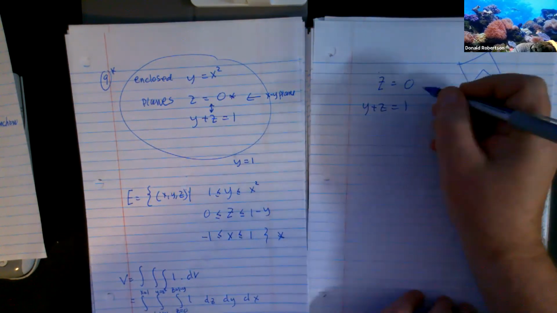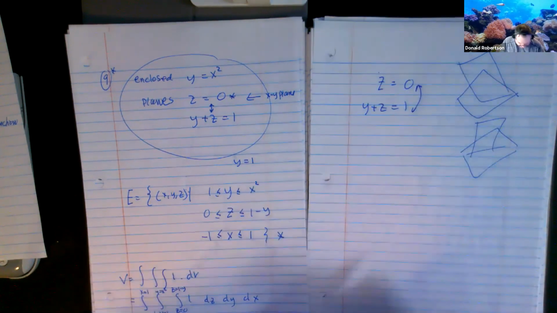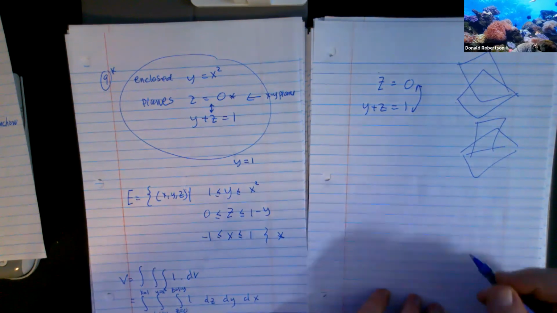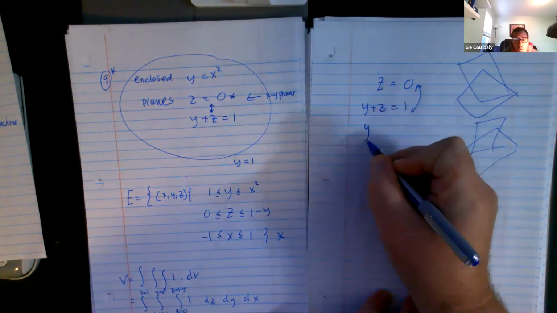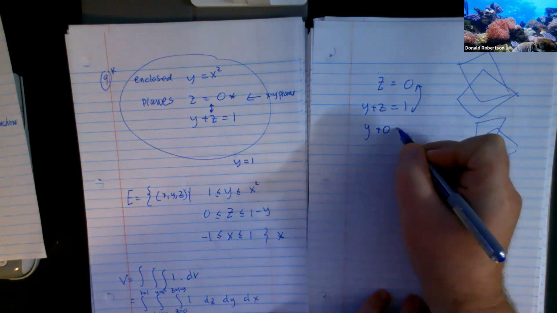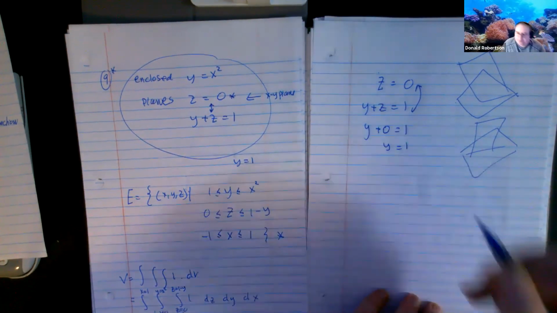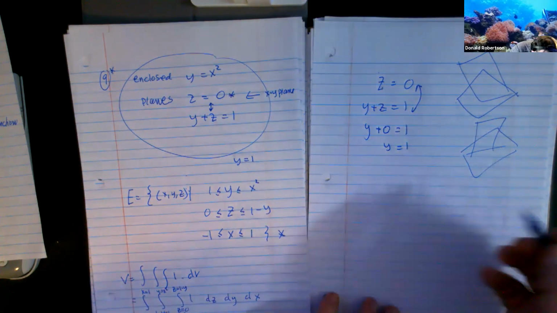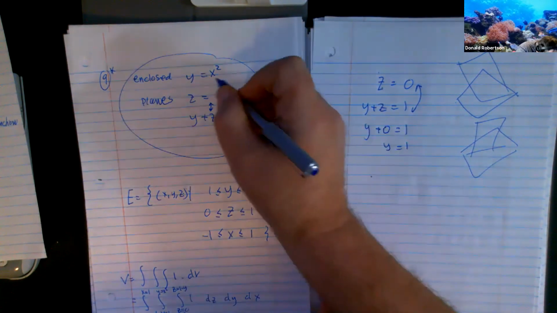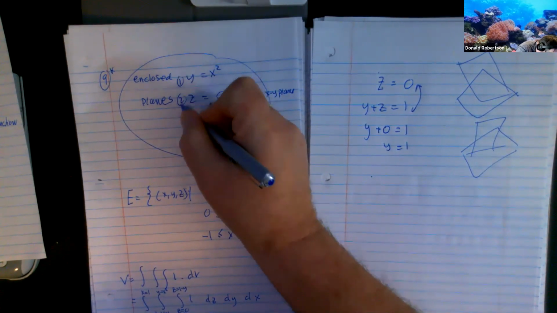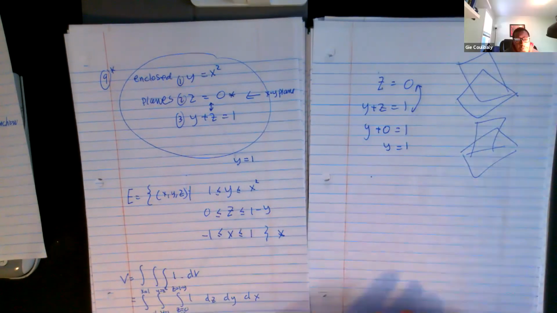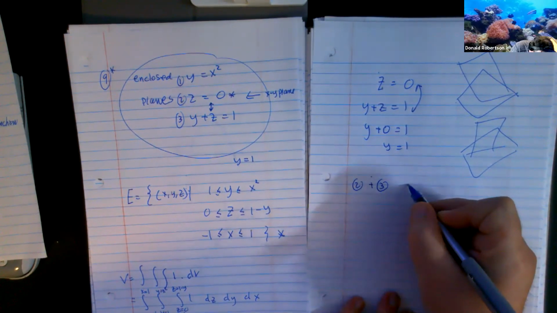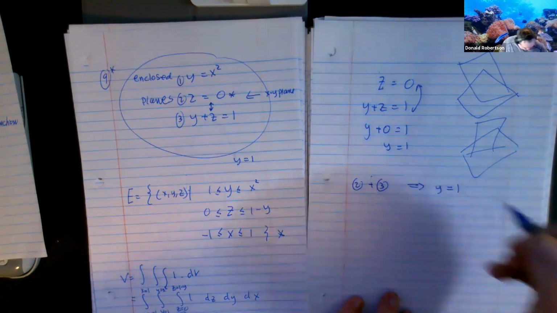Okay. Now, if you find out where these two intersect, what does it look like when they intersect? Well, let's say 1. Y plus 0 equals 1. So okay, Y equals 1. So I just found out, basically I said, okay, if we call these plane 1, plane 2, and plane 3, I just found out where plane 2 and 3 intersected, and that told me Y equals 1.